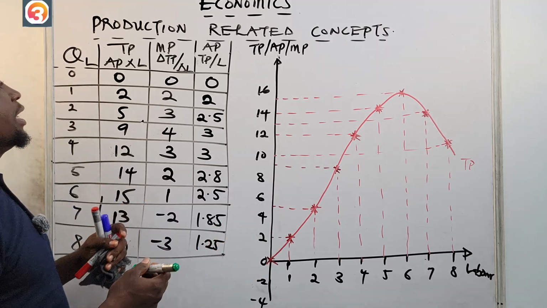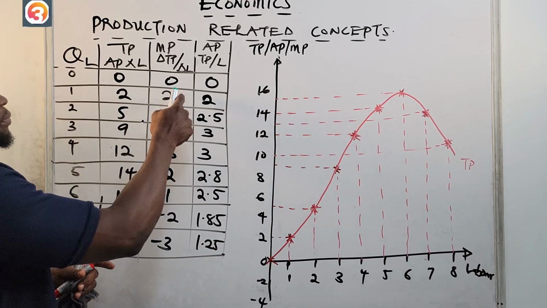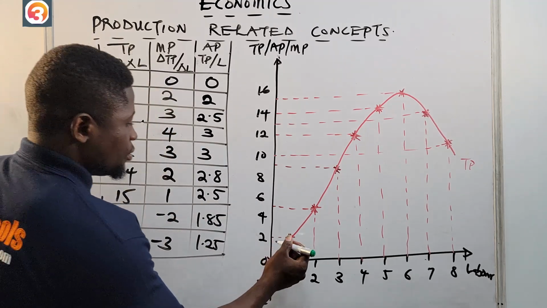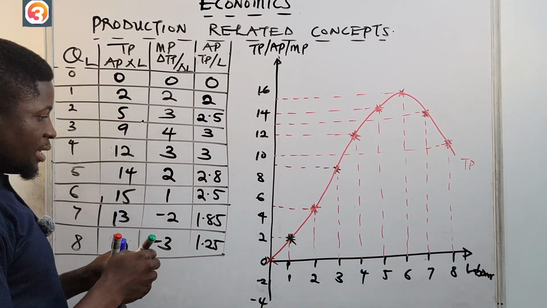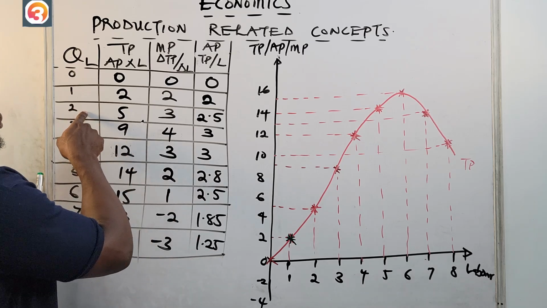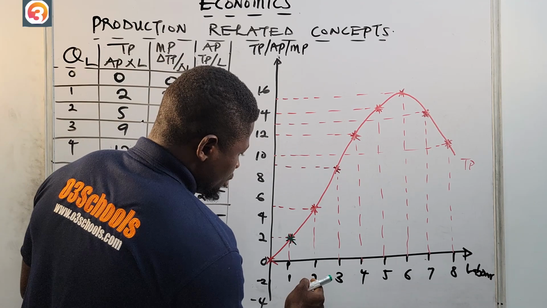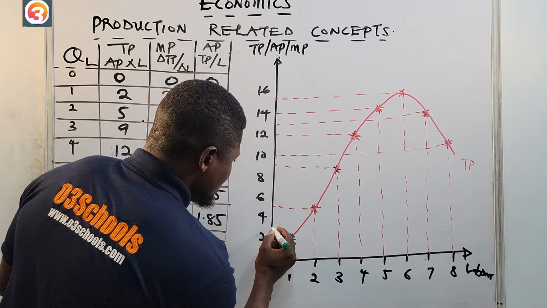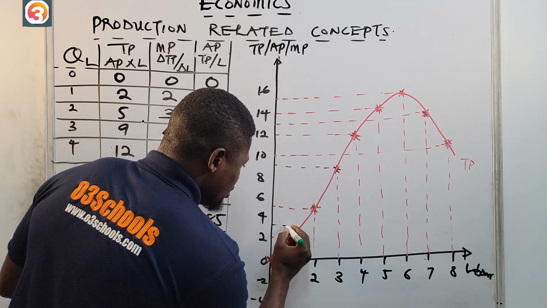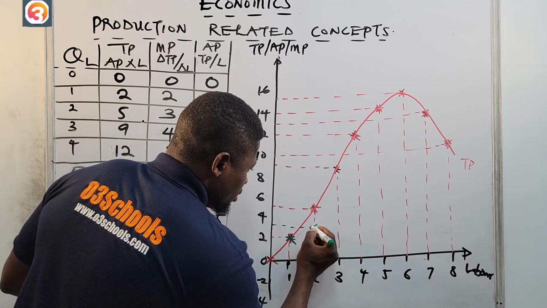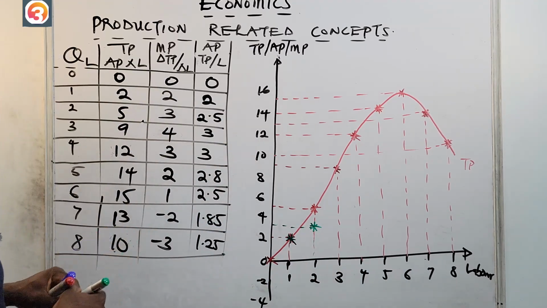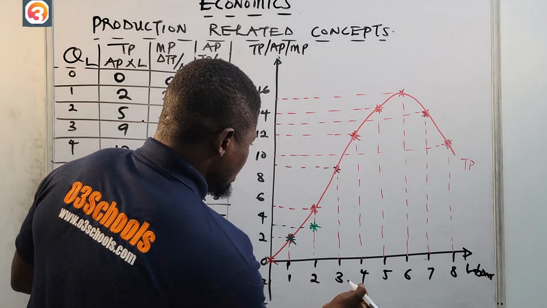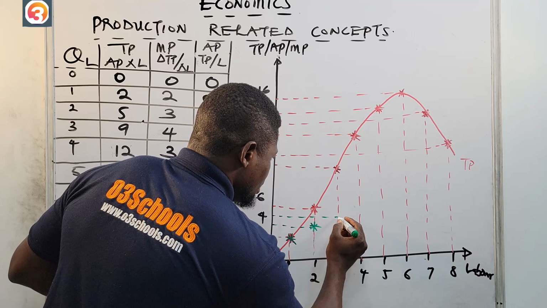We make it very fast. When labor was 1, MP was 2. So this point is marked. Now, when labor was 2, MP was 3. Where is 3? 3 is between 2 and 4. So you trace to this point, you trace it down. Mark. Now, when labor was 3, MP was 4. Look at 4 here. So we trace to meet this.